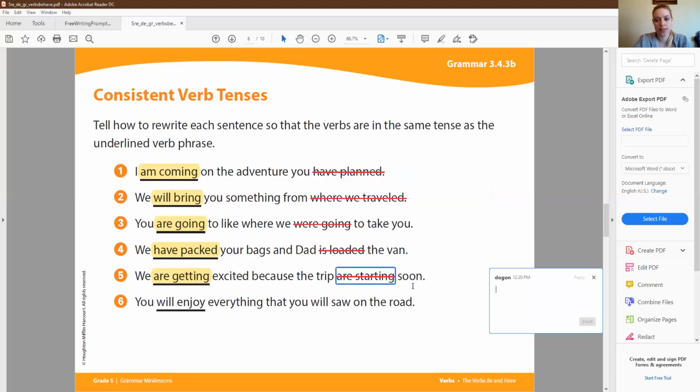So you should have noticed that we should have changed this to we are getting excited because the trip is starting soon, okay? Again, the trip is singular, so we need that singular form of be there. Is singular, trip is singular, so they connect together. All right, we have present, singular, singular.